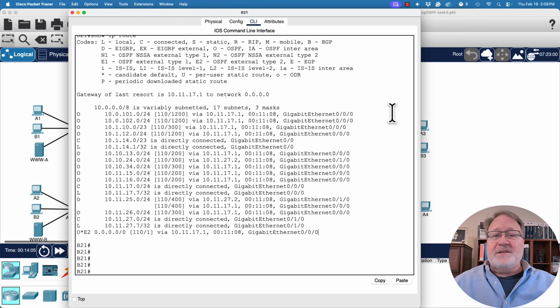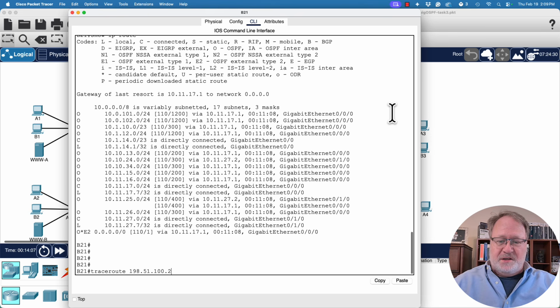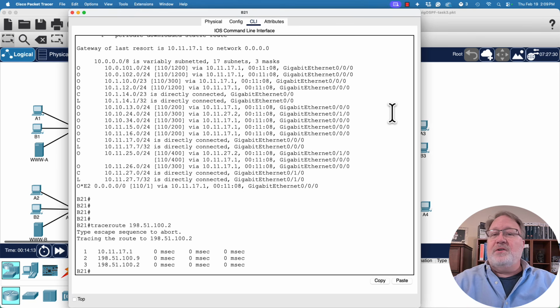Additionally, you can use pings and trace routes at any point in this process for any of these steps, but here's a trace route to that internet server's IP address. And if we see it run through there, you can look at those IP addresses. 10.11.17.1 is Core 1's WAN address. 198.51.109 is that ISP router's IP address. And then the last one is the server itself.